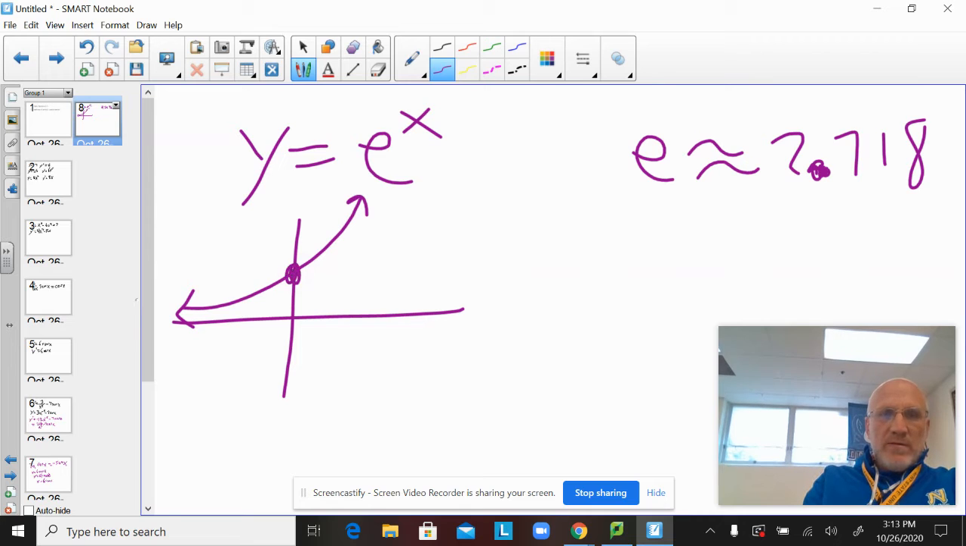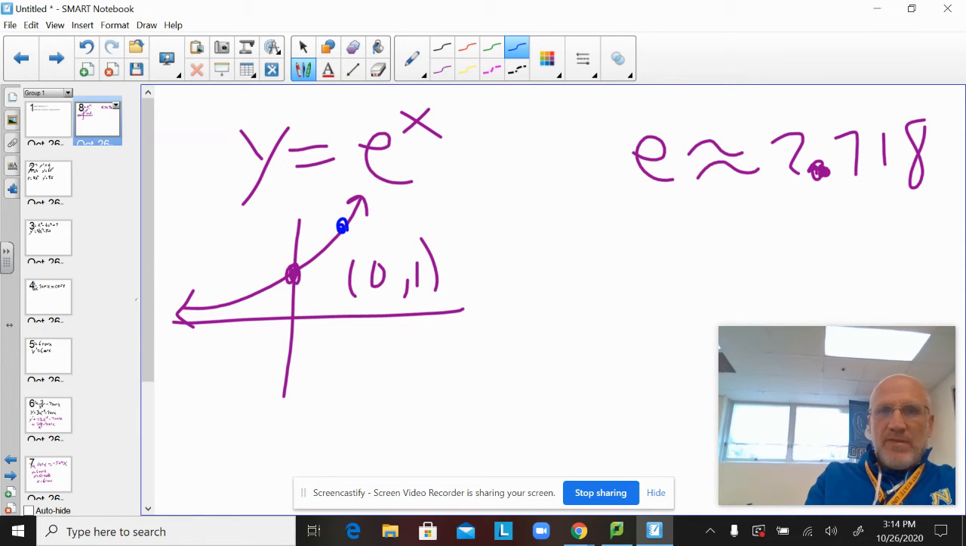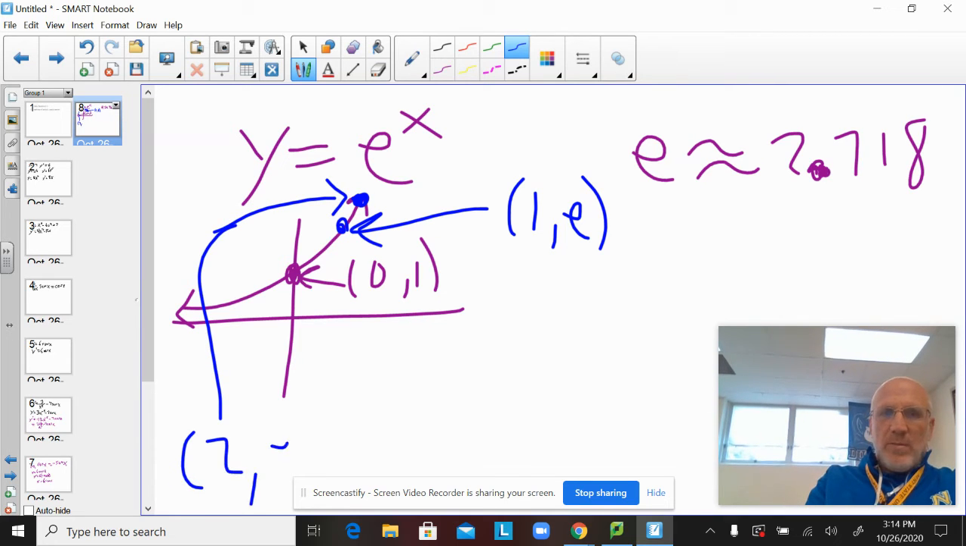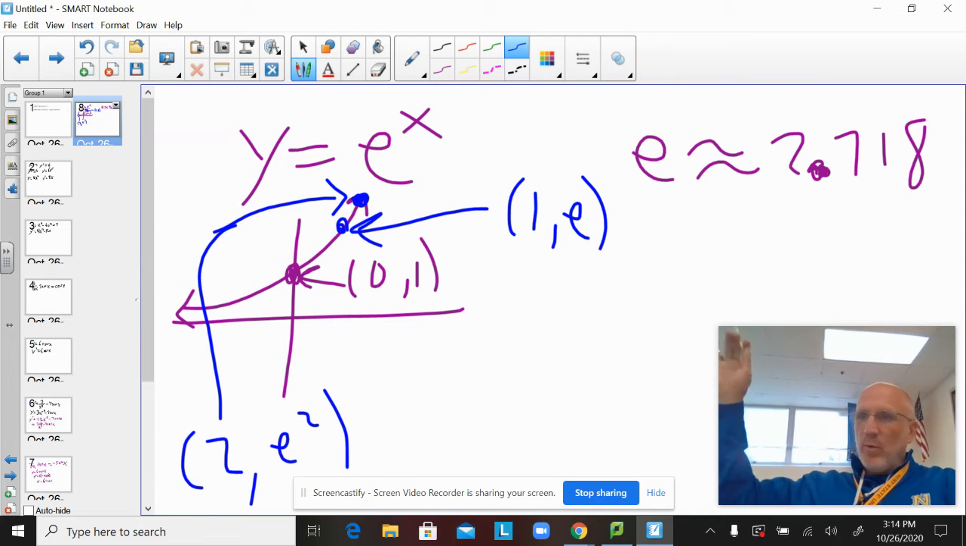That's the point (0, 1), because e to the 0th is 1. If I were to label a couple points here just to make it make sense, that's the point (0, 1). This point here would be the point (1, e). If I went further up here, that's not to scale, that would be the point (2, e squared), which is like 7 point something. So that's the function e to the x.